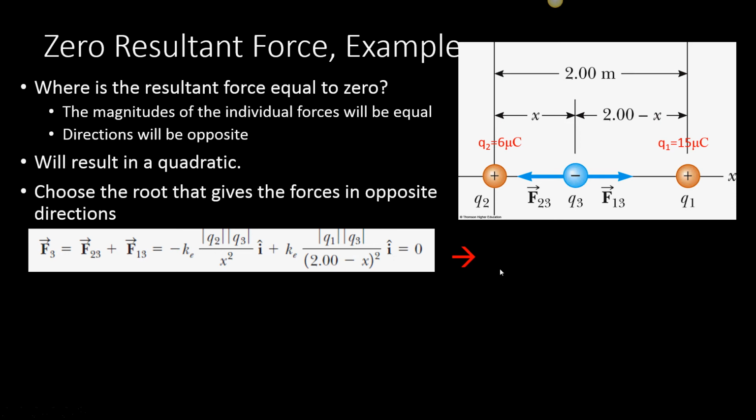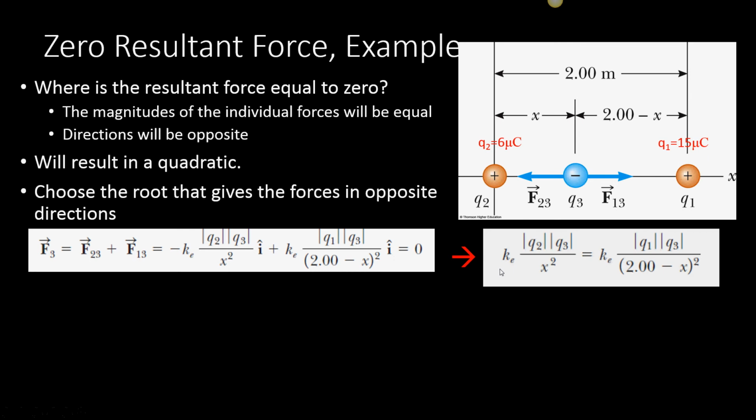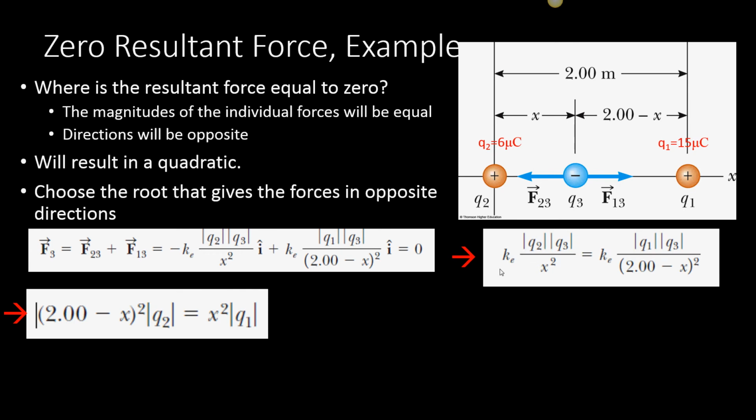Well, we can simplify this equation because we can take one of the terms over to the other side and work out our signs to make everything pleasant. And there is that equation. Then we can cross multiply by those quantities that are in the denominator. That's x squared and 2 minus x quantity squared. And we can cancel out Q3 and the k quantities right here. And that leaves us with this equation right here.